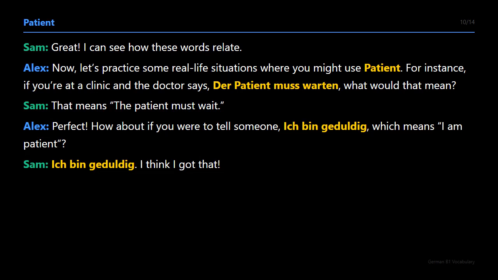Now, let's practice some real-life situations where you might use Patient. For instance, if you're at a clinic and the doctor says, Der Patient muss warten. What would that mean? That means the patient must wait. Perfect. How about if you were to tell someone, Ich bin geduldig, which means I am patient. Ich bin geduldig. I think I got that.